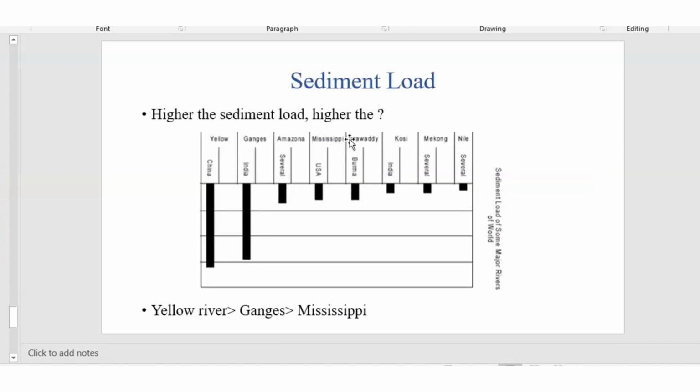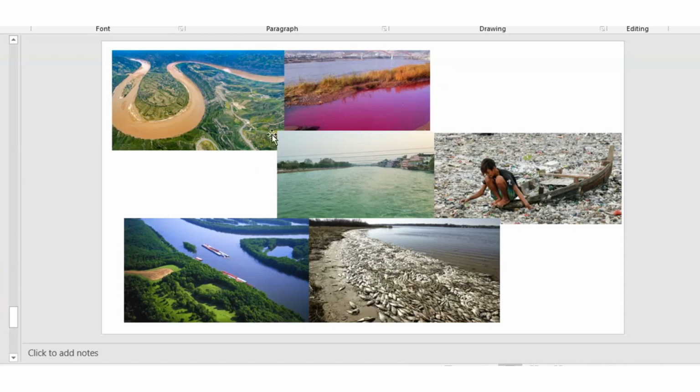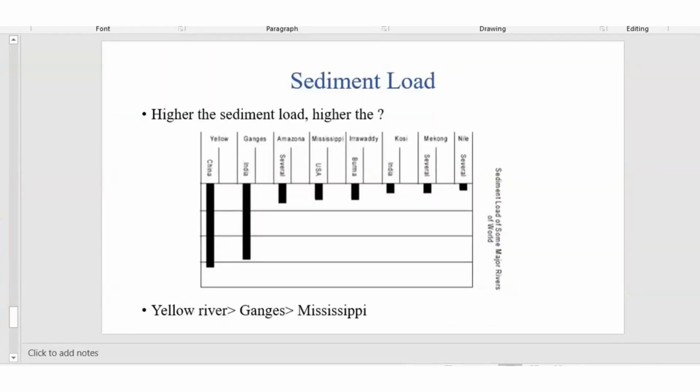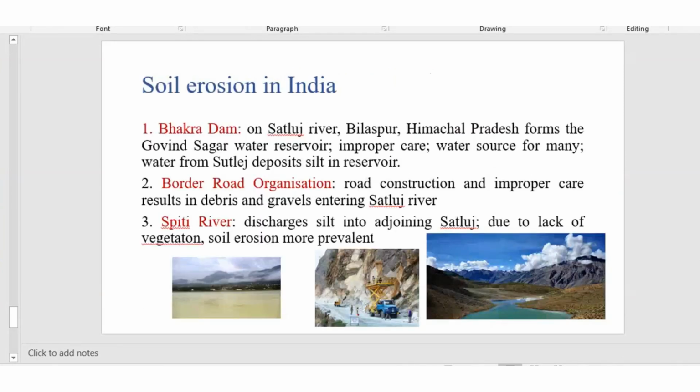So when riparian erosion is very high, sediment load, or the release of sedimentation, increases very excessively. One of the rivers which has the highest sediment load is the Yellow River, a river in China which has an excessively high amount of sediment. Although it's a fresh water body, since the amount of sediments is so high, it's unfit for consumption. This is how the Yellow River looks, because sediment load or riparian erosion is very high in these river bodies. So sediment load also affects the quality of water. Riparian or stream bank erosion causes sedimentation, an increase in the sediment load of a river, which makes it unfit for consumption. Then there are some examples of soil erosion in India as well.